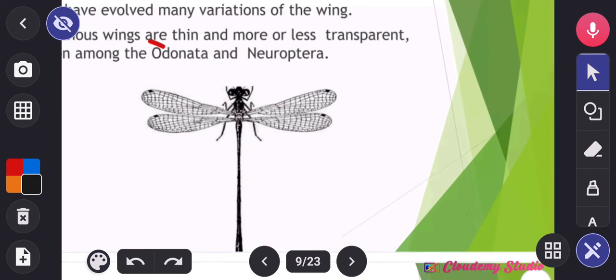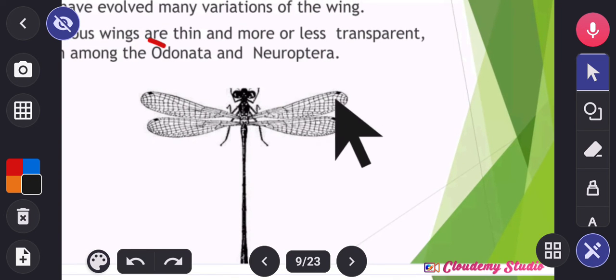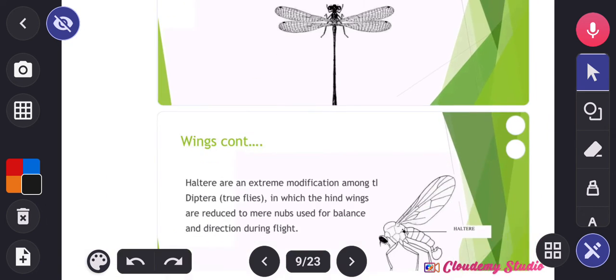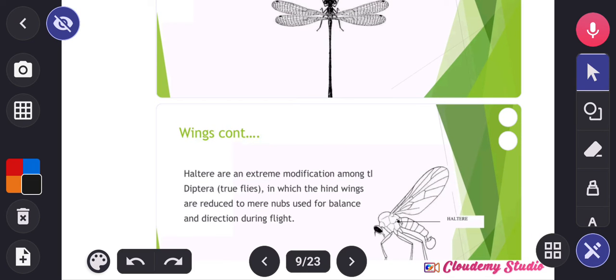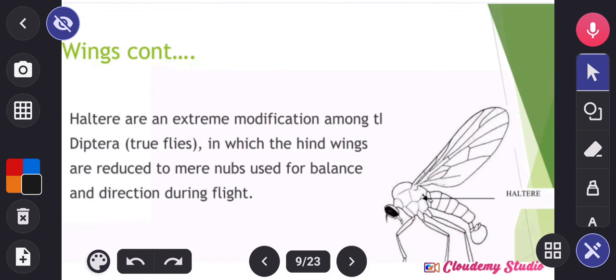And as you can see, look at this particular type of wing. Can you see that it is membranous? It is light and it is transparent. You understand? Now, we have something we call halteres, and it is an extreme modification amongst the dipteran flies, in which they have the forewings and the hind wings, but the hind wing is reduced to a mere knob, and it is used for balance and direction during flight.